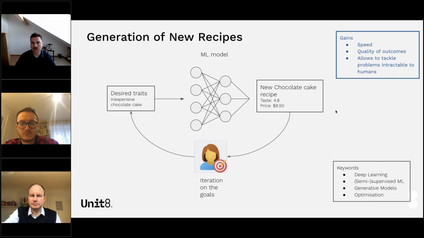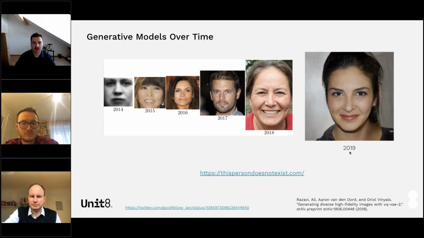If you switch to the next slide about these generative models, this is something that has been used a lot in the domain of images. So here you can see the output of some of these generative models over time. Each of the photos that you see here is a fake person. So these persons don't exist. These photos are completely synthetic.